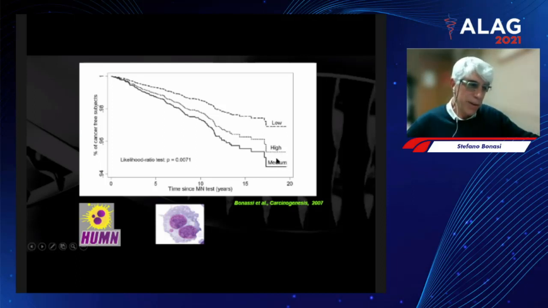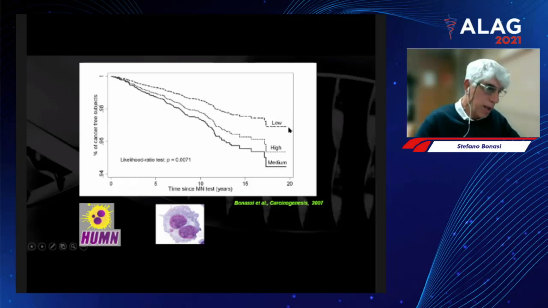In this case, unfortunately, results were not perfectly showing a dose response, but it was quite clear that healthy subjects with a high or medium level of micronuclei have a much worse probability of surviving than people with a good genetic stability. I mean, a low level of micronuclei.